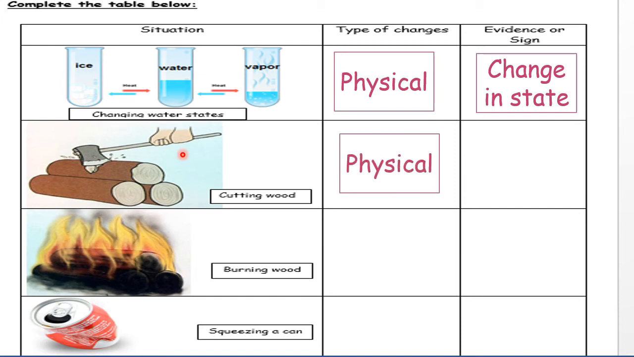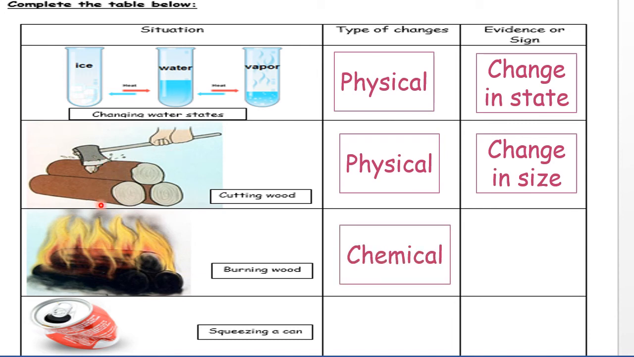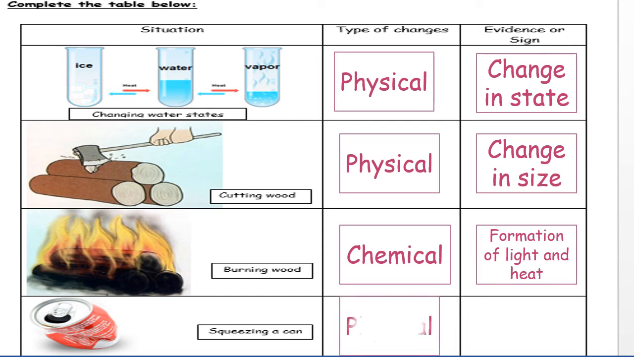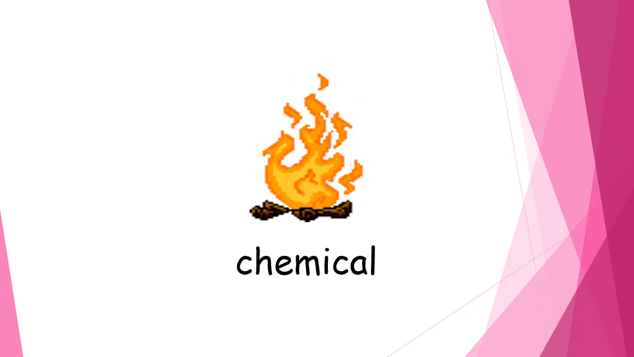Cutting wood, it is a physical change. Why? Because there is a change in size. Burning wood, it is a chemical change. Why? Because of formation of light and heat and formation of ashes also. Squeezing a can, it is a physical change because there is change in the shape. So burning wood, it is a chemical change.